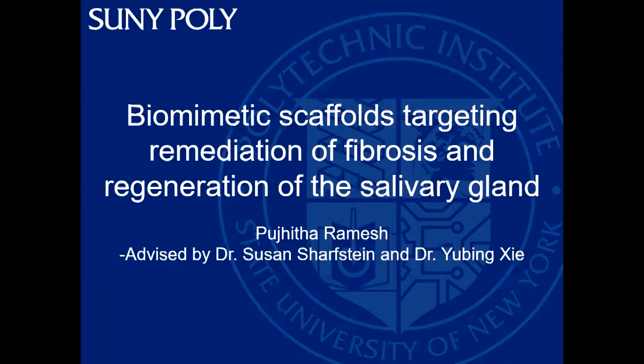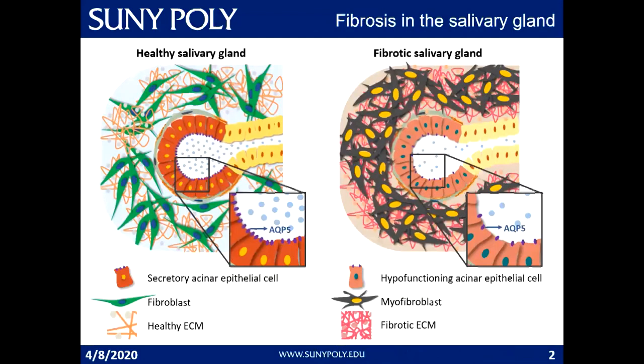Of fibrosis and regeneration of the salivary gland. So when you think of fibrosis, it's a chronic condition that can happen in any part of the body where there's been an injury and wound healing has begun, but in the process goes wrong, and instead of having just regular extracellular matrix being deposited, there is excess extracellular matrix being deposited.